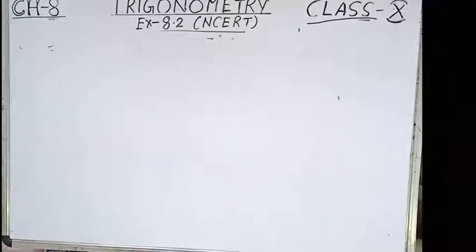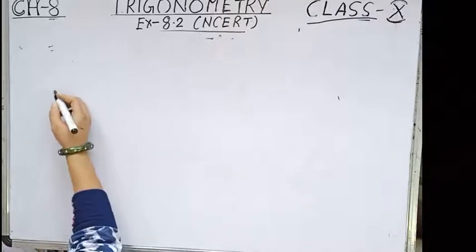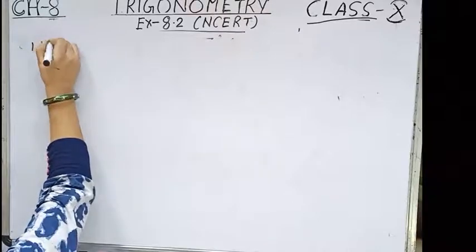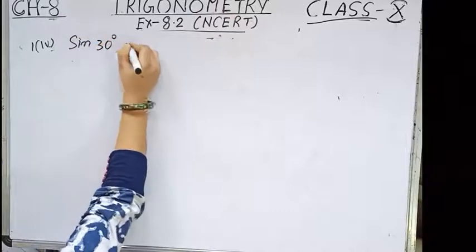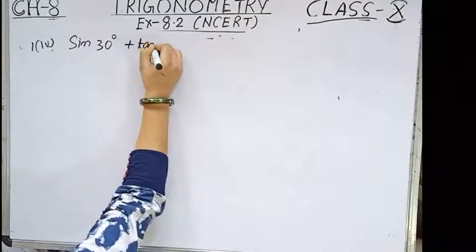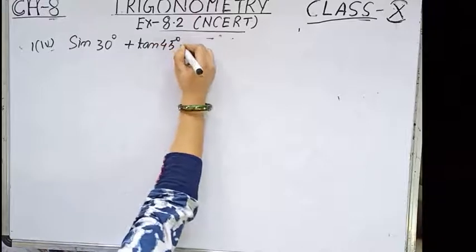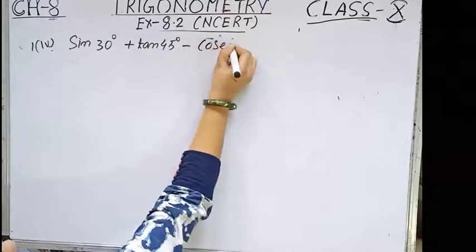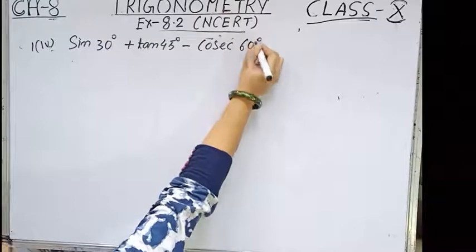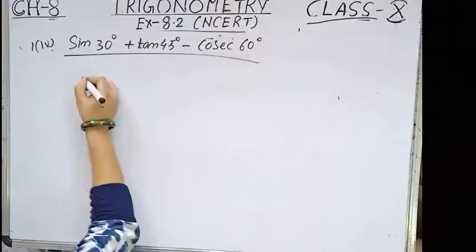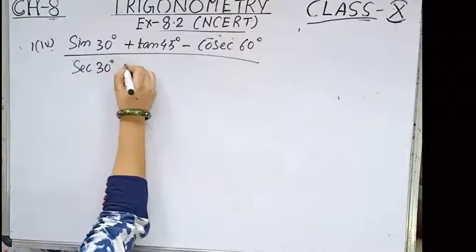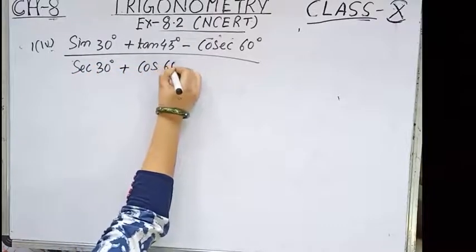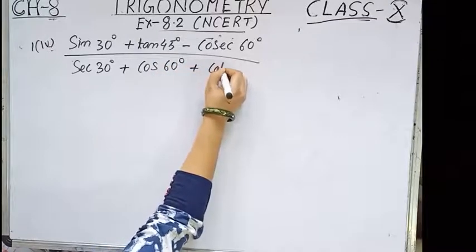The next one is number 4. 1 number 4 is sin 30 degree plus tan 45 degree minus cosec 60 degree upon sec 30 degree plus cos 60 degree plus cot 45 degree. Children, again I am saying, don't see the exercise solution by the teacher. You solve it by your own and then you refer the video, I mean the exercise where the teacher is doing.